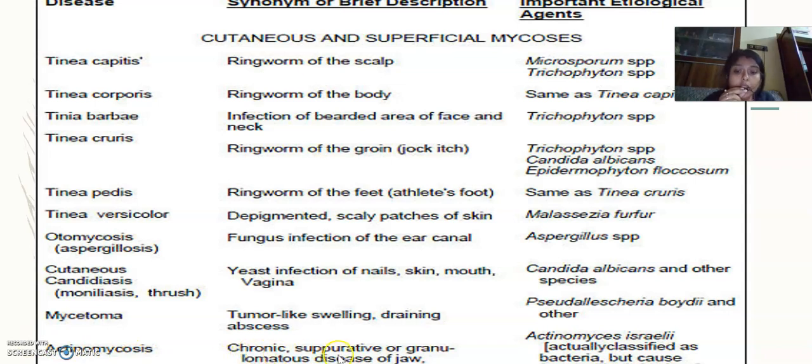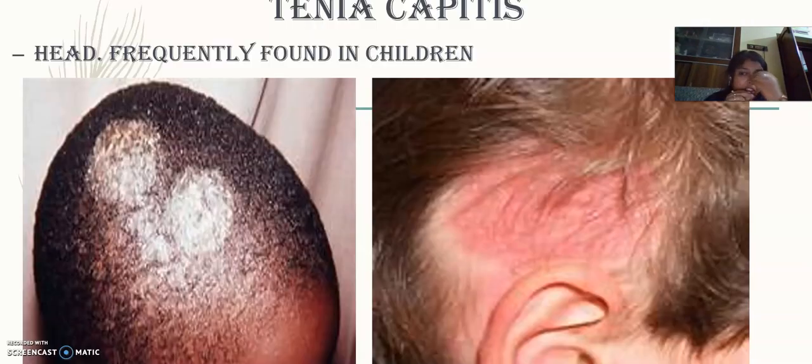Actinomycosis, a chronic suppurative or granulomatous disease of the jaw, thorax or abdomen, is caused by Actinomyces israelii, actually classified as bacteria but causing a fungus-like infection. So these are the various types of fungus.